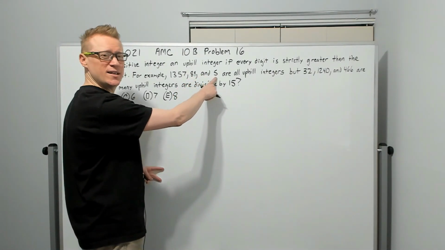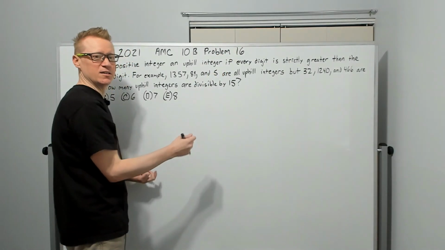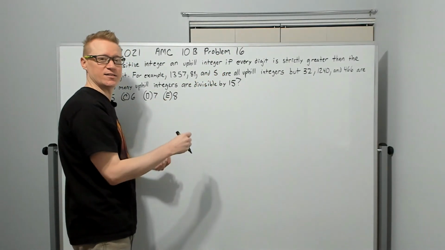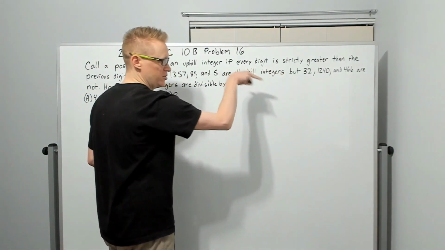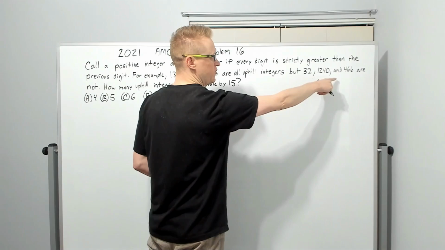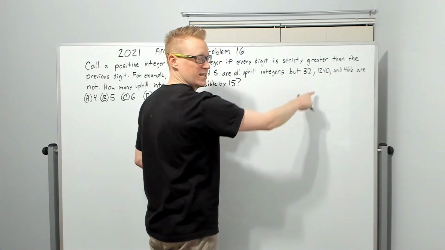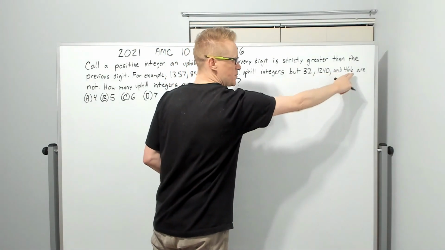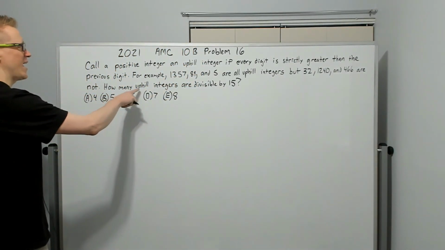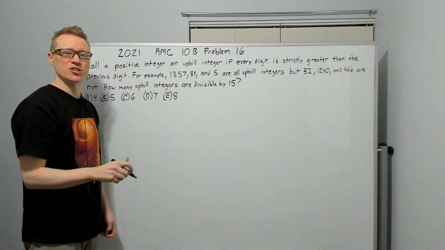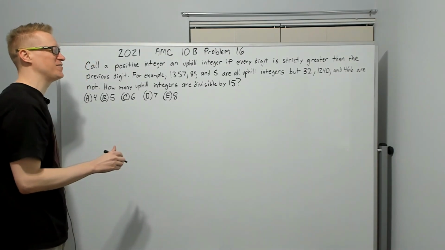89, and even a one-digit number can be called an uphill integer because it's kind of considered increasing the whole way, even though there's only one term. But 32, because it goes down, 1240 because there's a 0 at the end, and 466 because there's two sixes and that's not increasing, are not. How many uphill integers are divisible by 15?